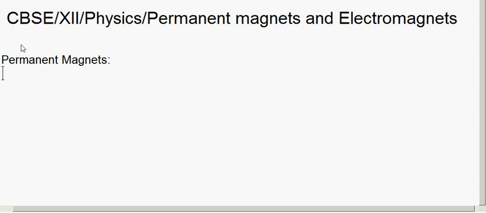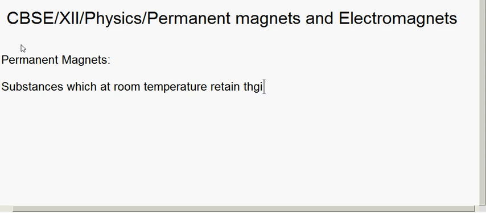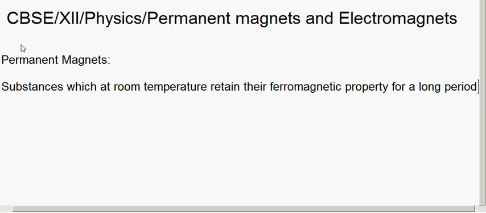So we can write: permanent magnets are substances which at room temperature retain their ferromagnetic property for a long period of time are called permanent magnets.